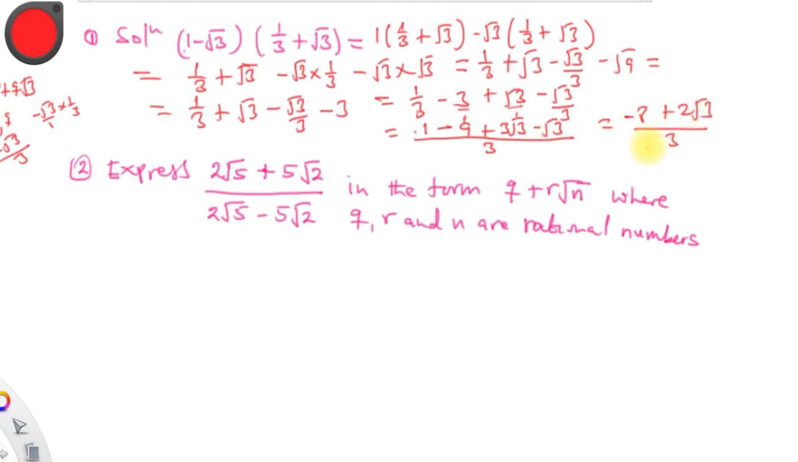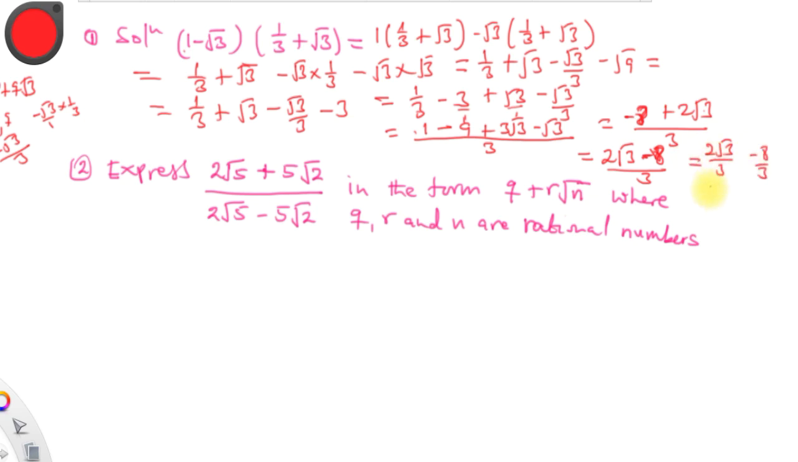Have you seen? So we can rewrite this. We can bring this negative 8. We can send this negative and bring this so that we change the position. So this is equal to, can write it as 2 root 3 minus 8, all over 3. Okay, so we can just separate them. This is 2 root 3 all over 3, and then minus 8 over 3. This is the answer.